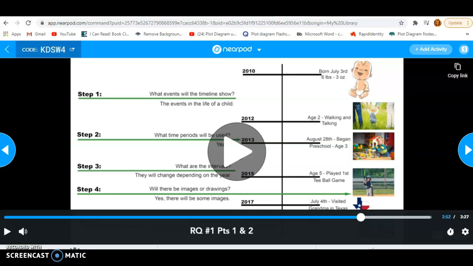Okay, so we're going to stop with the video at this point. You can do a horizontal or you can do a vertical. This is an example of a vertical timeline, but we can also turn it sideways and you can do it horizontal.